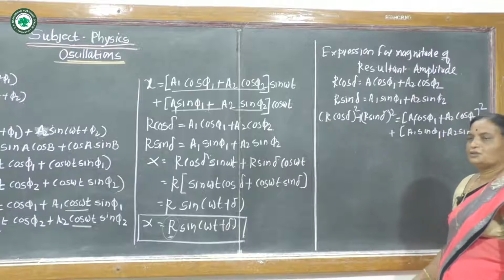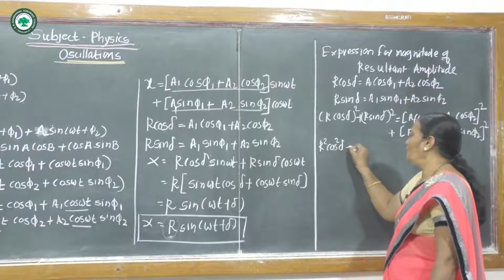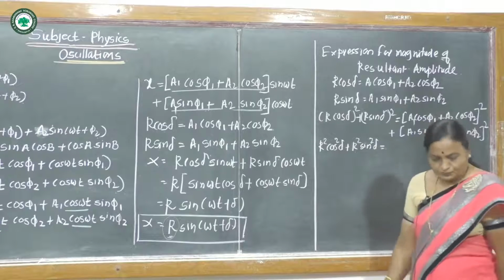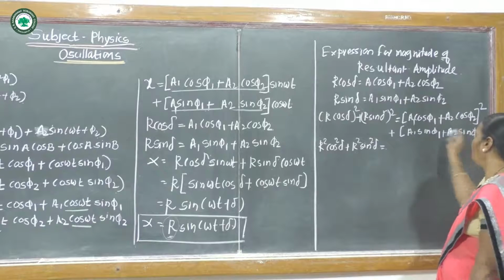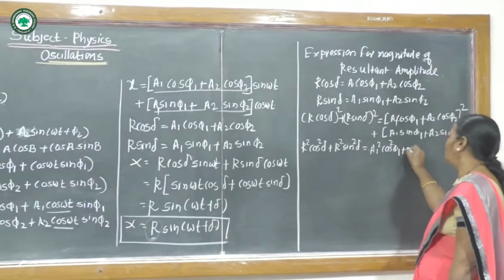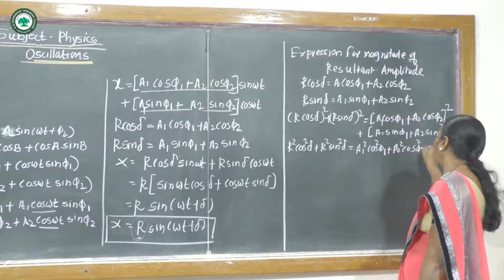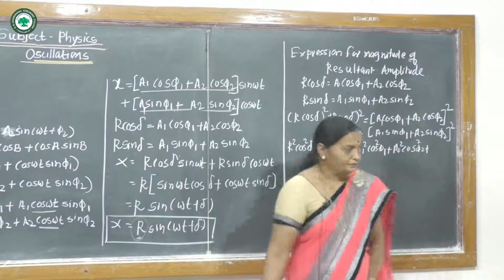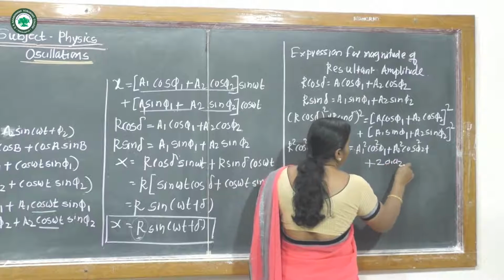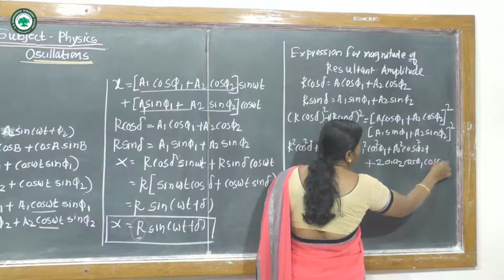Then squaring the bracket, we get R square cos square delta plus R square sin square delta is equal to, squaring this term we get A1 square cos square phi 1 plus A2 square cos square phi 2 plus 2A1 A2 cos phi 1 into cos phi 2.